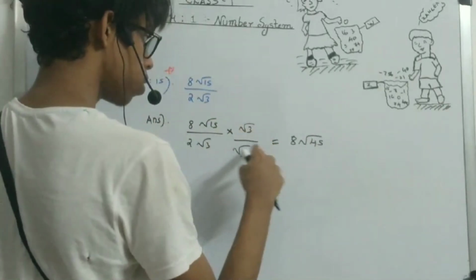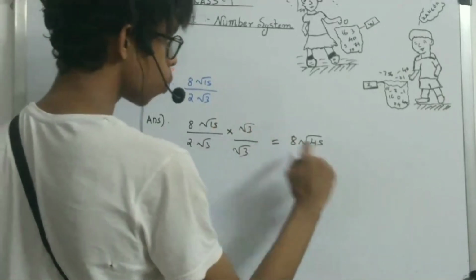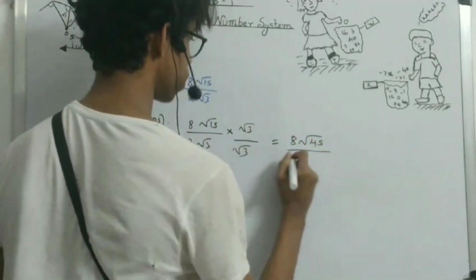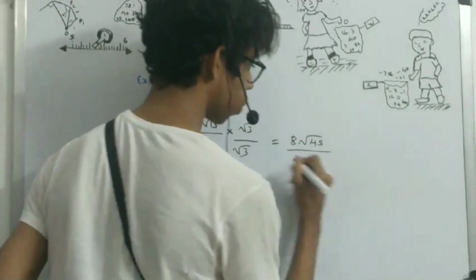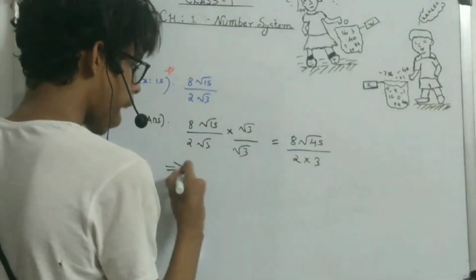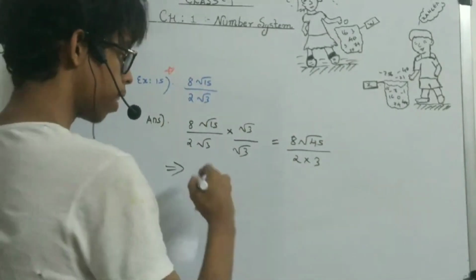So we can always do this as 8 we took it here, then we did 3 into 15 which is 45 divided by 2 into 1, it is 2 itself. Root 3 into root 3 it is simply 3. Okay, I hope I am clear. Now next we can do a manipulation inside this root 45. We can simplify this root 45 and write.